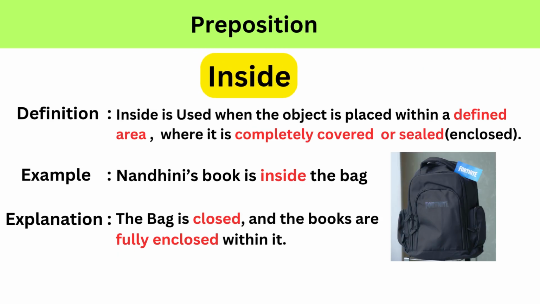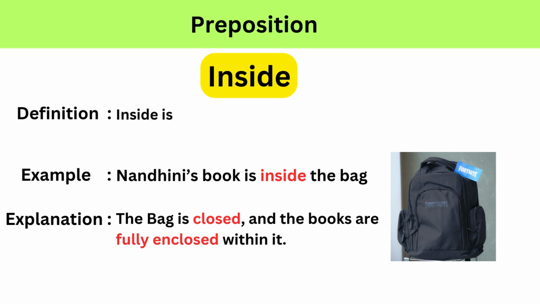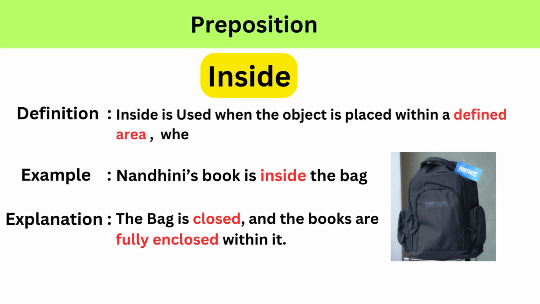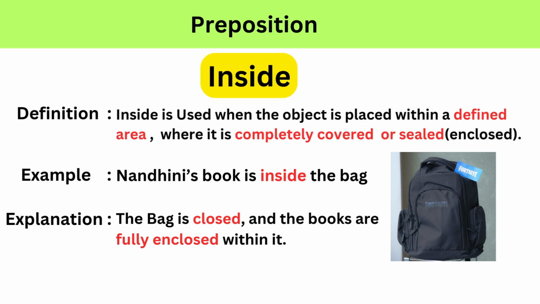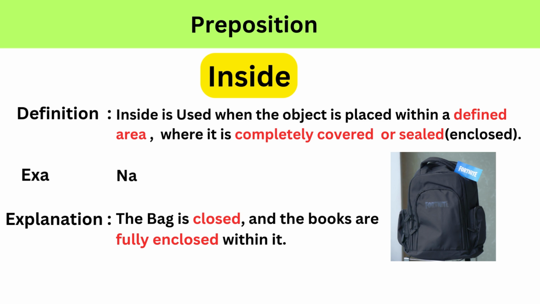Second preposition is inside. Inside is used when an object is placed within a defined area where it is completely covered or sealed. Here, the hint is defined area, completely covered or completely sealed. For example, Nandini's book is inside the bag.